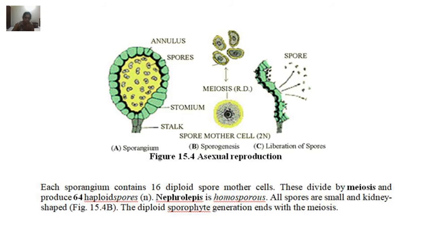So these spores are single cell structures, and this entire sporangium has a stalk, and this is the loosely arranged cells where the annulus is not there. Thick walled cells are not there, but they are loosely arranged cells. So this portion is called the stomium.